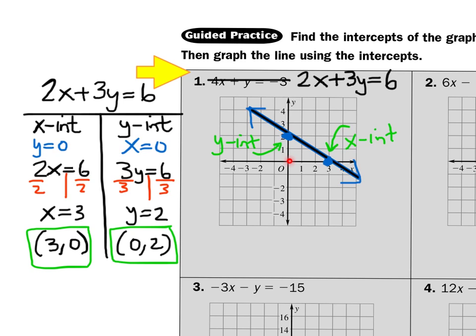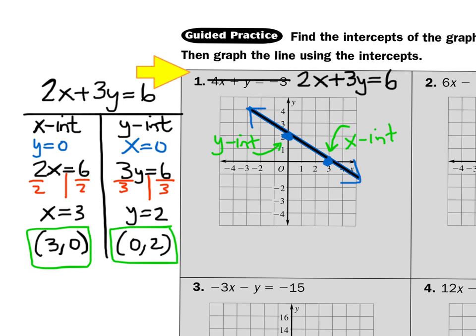So go to the origin. 0 means you don't go right or left. The positive 2 means get in the elevator and go up 2 and draw that point. Now, with your straight edge, draw a straight line through those 2 points and put arrows on both ends. And that's your answer. That is the graph of that equation.